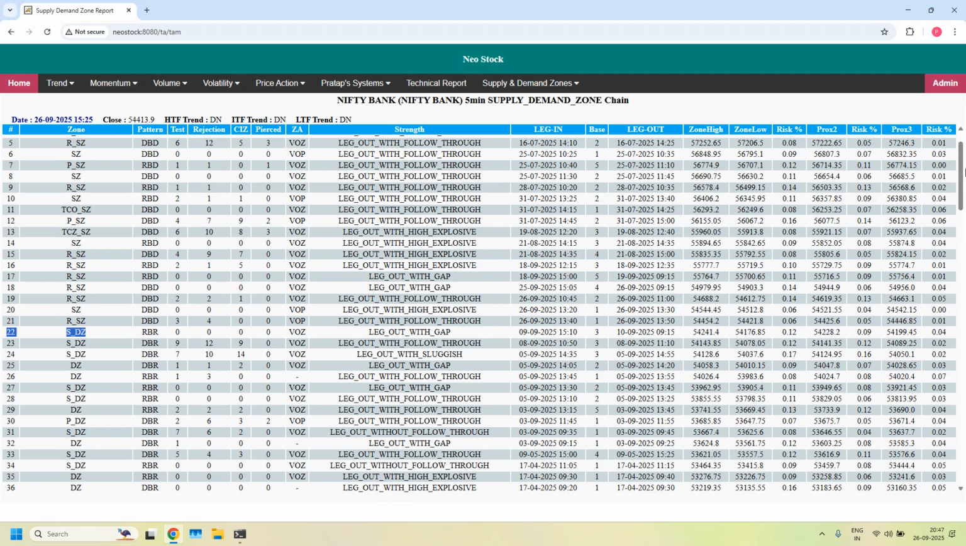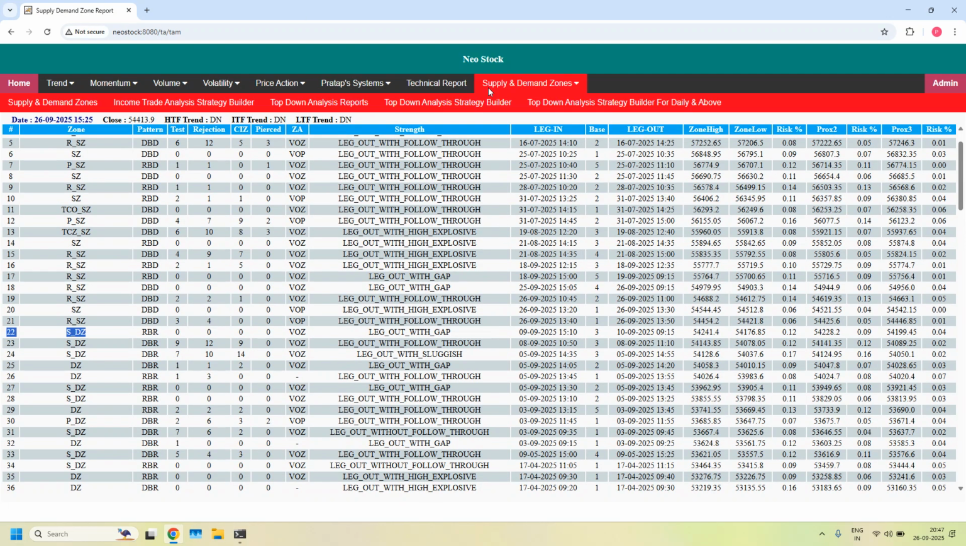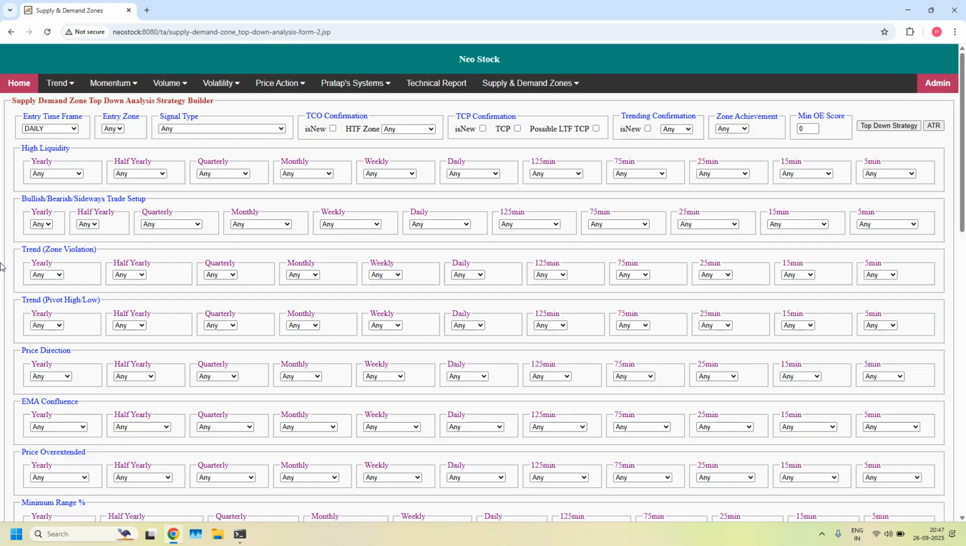So we have completed both Nifty and Bank Nifty. Next, I will generate sideways bullish and bearish trade setups for monthly, weekly and daily income trades. So starting with monthly income trade, sideways long trade setup, entry time frame daily, entries on demand zone.